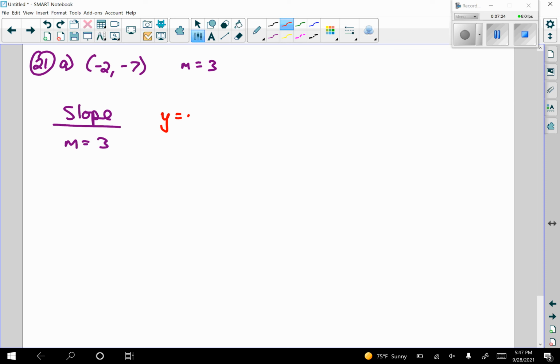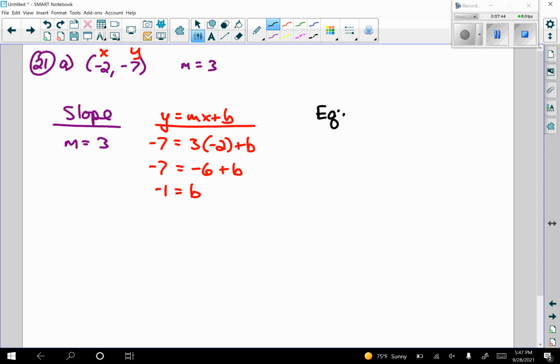I'm going to use y equals mx plus b to find b. So this is my x, this is my y. So I'm going to have -7. My slope is 3. My x is -2. What's nice is there's no fractions. Multiply, we'll get a -6. Add -6 to both sides, so we'll get a -1 equals b. So then our equation is y equals 3x minus 1.